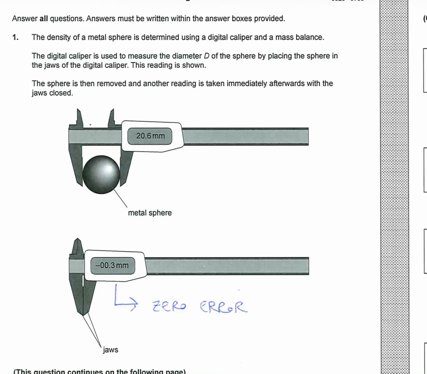All right, here we go. We've got a question about calipers, mass balances, etc. Okay, hopefully you've tried this question, and yeah, let's get to it.